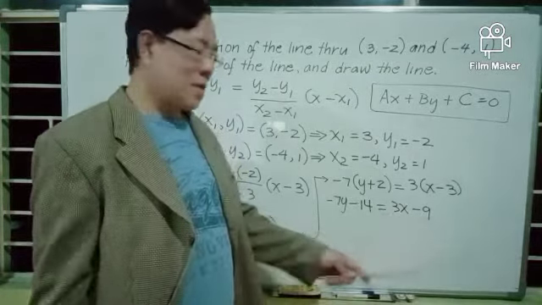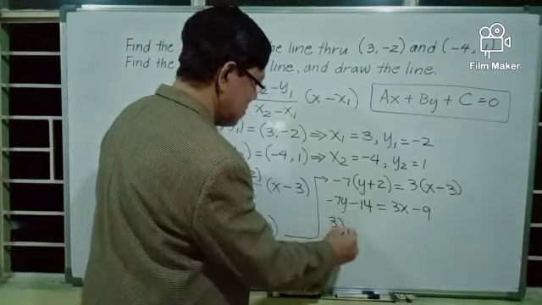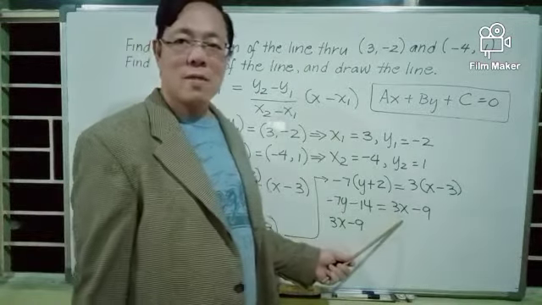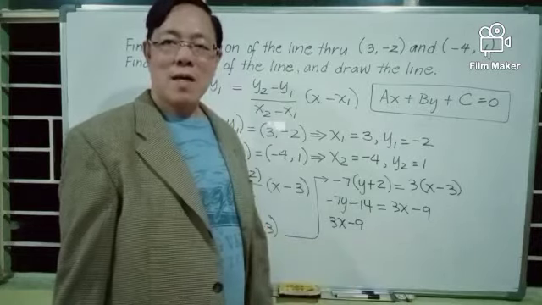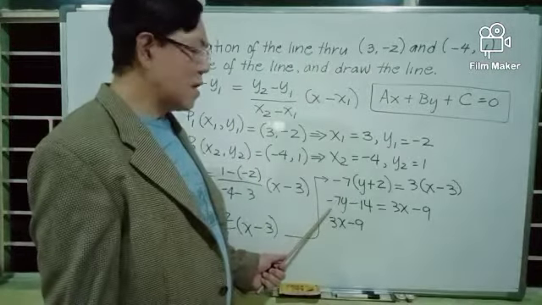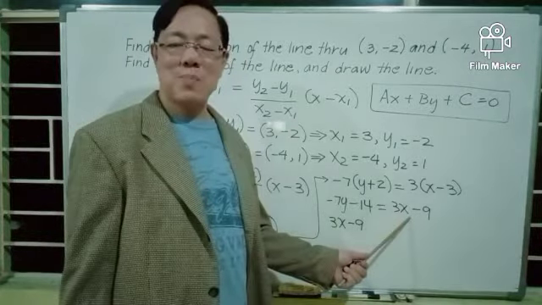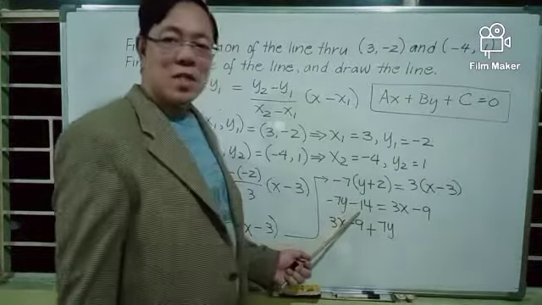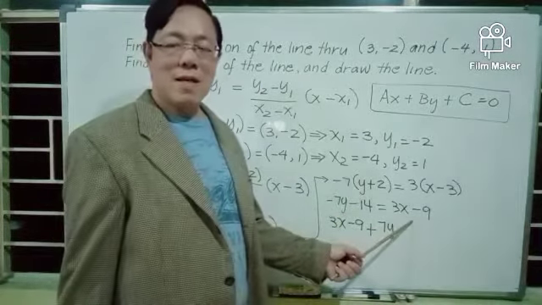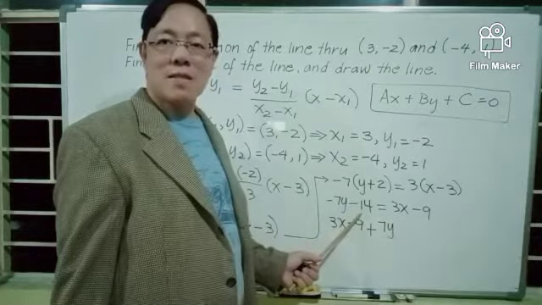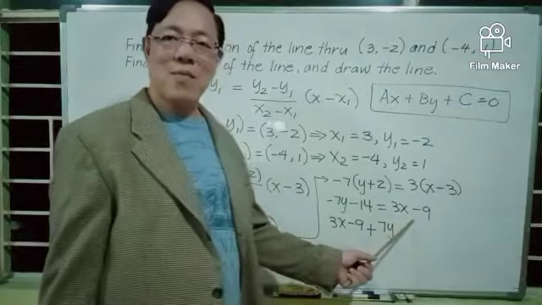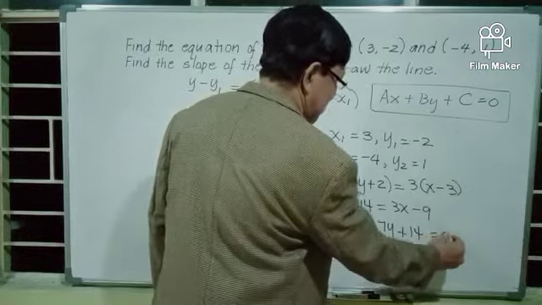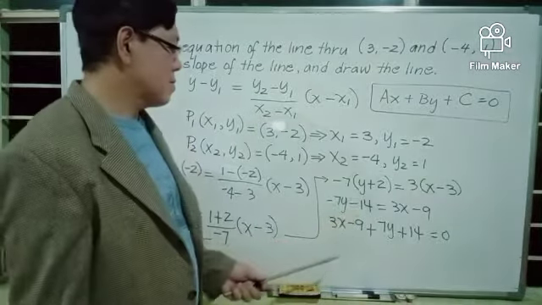We have 3x minus 9. Transpose negative 7y to the other side. When you transpose, we take the opposite sign of the term. Hence, negative 7y after transposition becomes positive 7y. We also transpose negative 14 to the right-hand side, and we take the opposite sign of negative 14. It becomes positive 14. And nothing is left at this side of the equation.